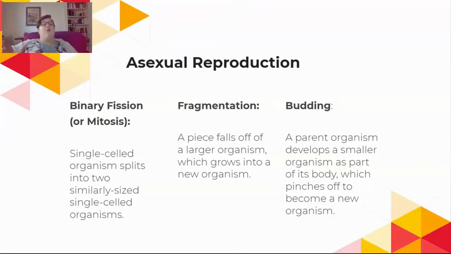You can have fragmentation. Think starfish. The arm of a starfish falls off and is capable of regrowing another full starfish. And that starfish would be identical to the original that lost its arm.